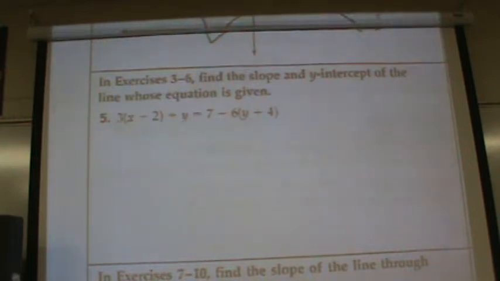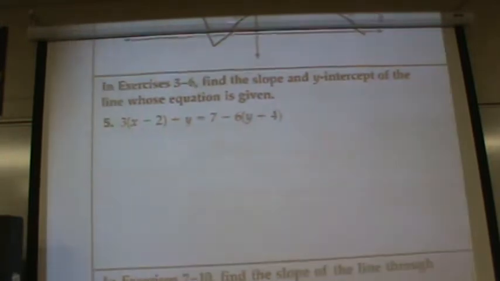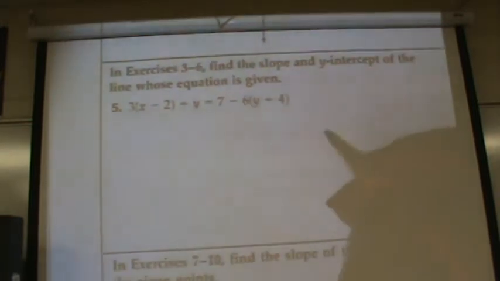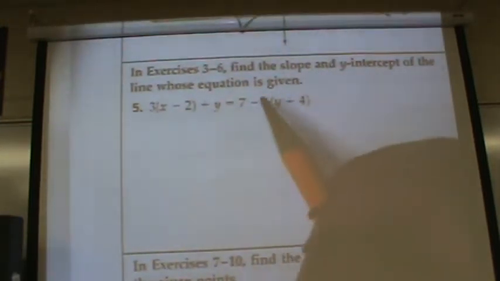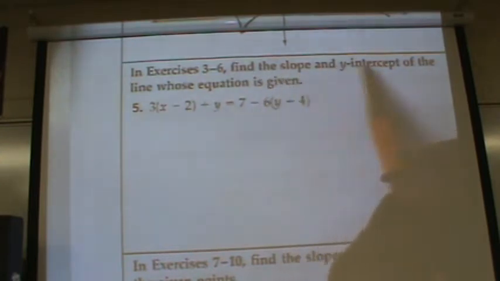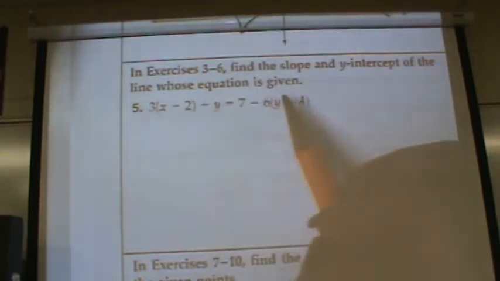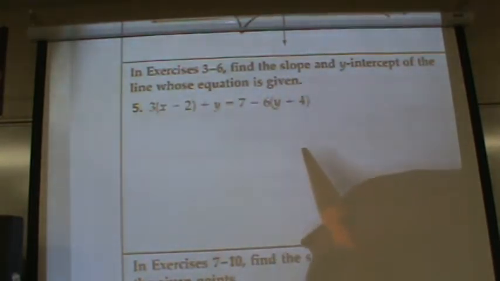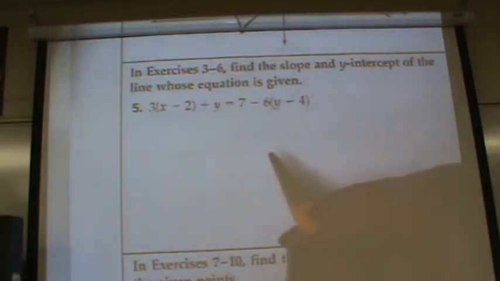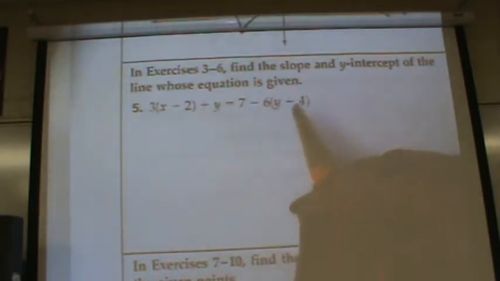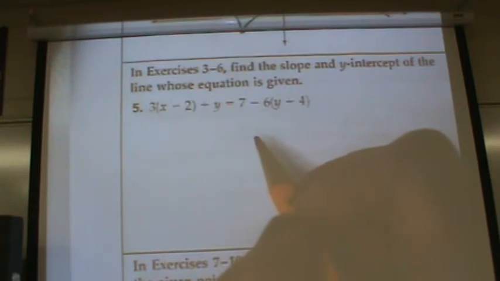Okay, here's the homework, 1-4. We're gonna skip problem number 1. Problem number 5 says, find the slope and the y-intercept of the line whose equation is given. Now this is a big mess, right? What are you gonna do to find the slope and the y-intercept?